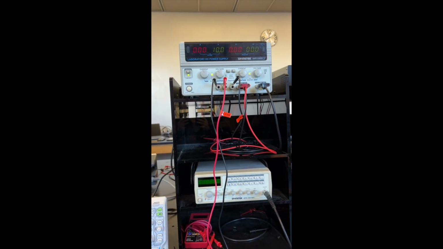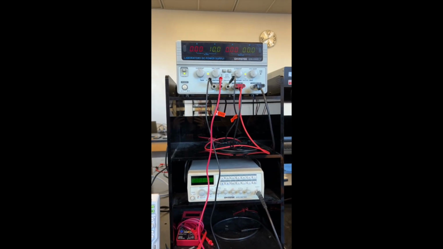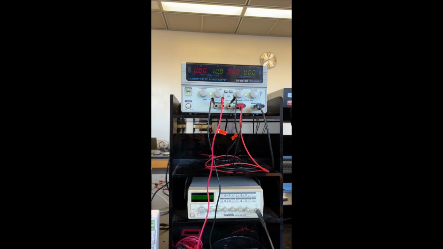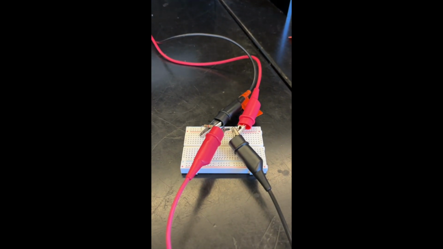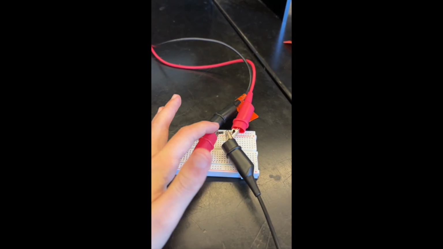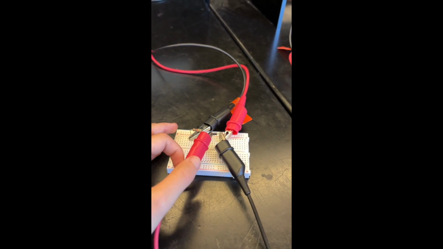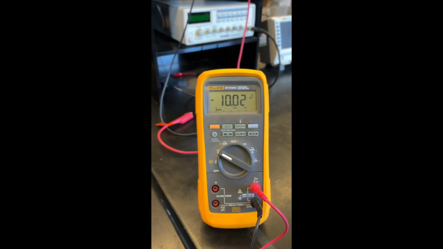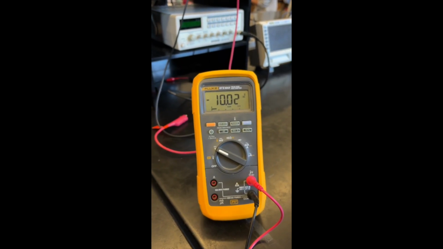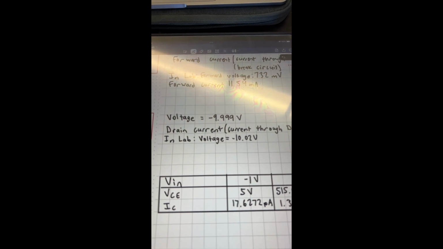All right, now for the second part of exercise 1, I'm going to be supplying negative 10 volts to my circuit. So I'm just using my DC power supply to generate 10 volts, and then I switch the polarity of the clips. So now I have the ground clip going to the resistor and the power going to the diode. So now I'm going to be measuring the voltage across the diode, and I'm getting a measurement of negative 10.02 volts, and I simulated about negative 10 volts.